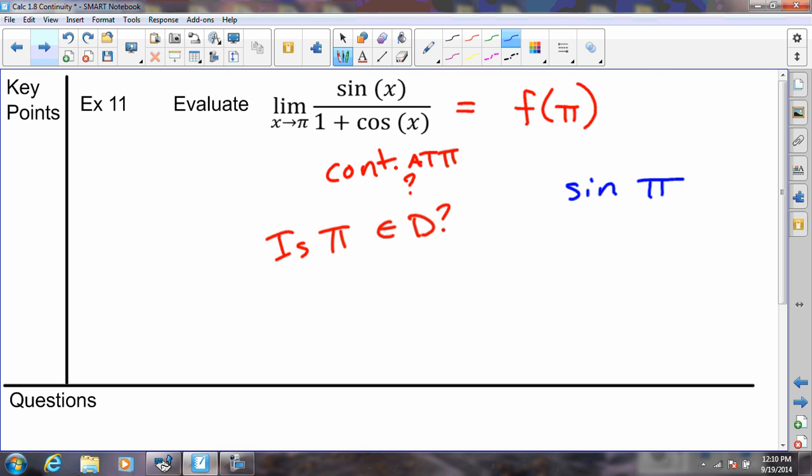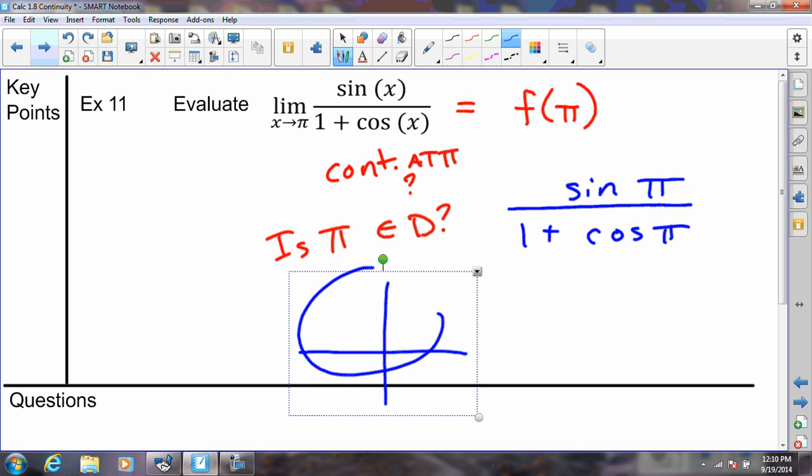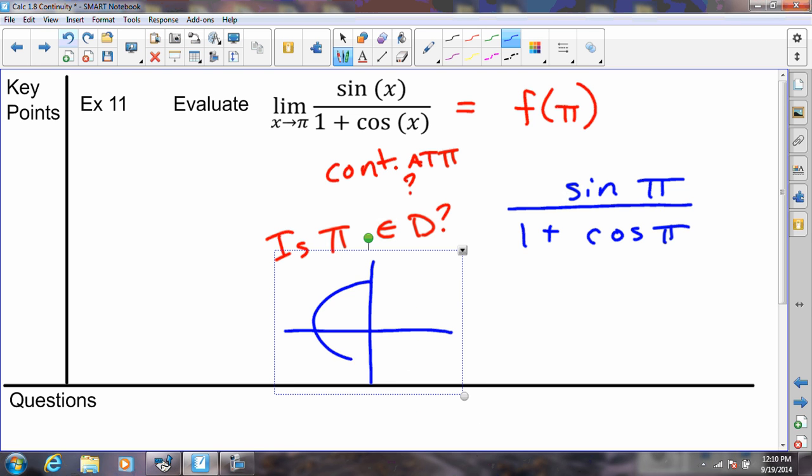What is sine of pi over 1 plus cosine of pi? Let's go back to our unit circle. We know pi radians is right here. What is the cosine there? What is the sine there? Remember, cosine is the distance to the left, and sine is the height. So what's the sine of pi? 0. What is the cosine of pi? -1. So we wind up with 0 over 0.